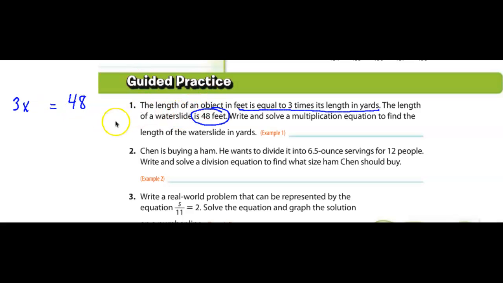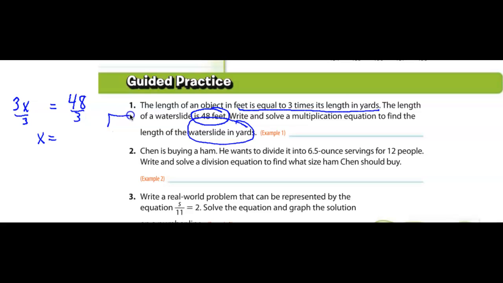How are we going to figure out how many yards this is going to be? Because that's what we actually are being asked to find. We want to know the length of the water slide in yards. So what operation do we need to do to get the unknown number x by itself? Answer that for me, please. Very good. We're going to divide both sides by 3. So then we're going to end up with x being equal to whatever 48 divided by 3 is. What is 48 divided by 3? What number times 3 equals 48? Answer that, please.